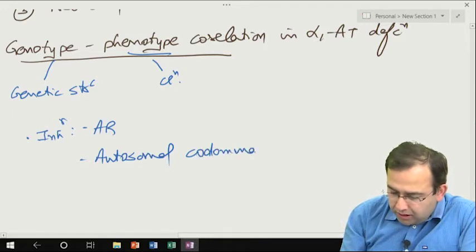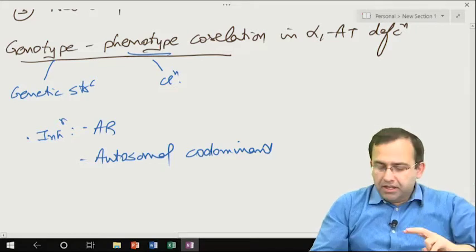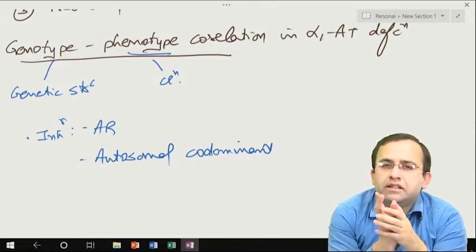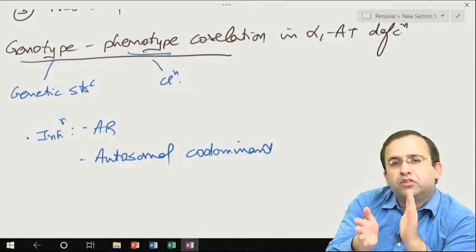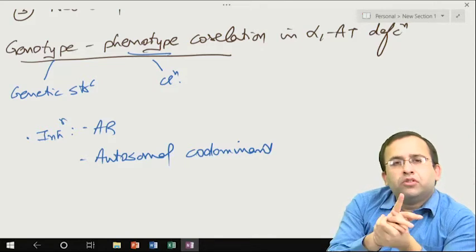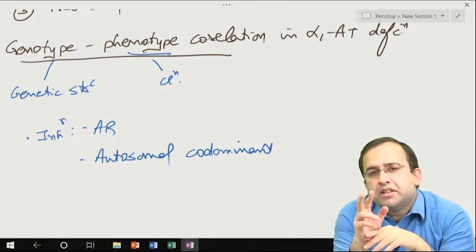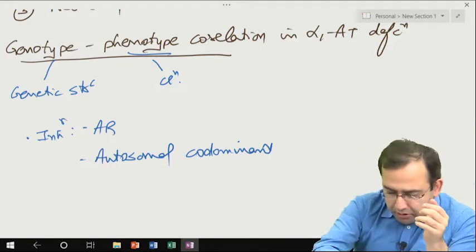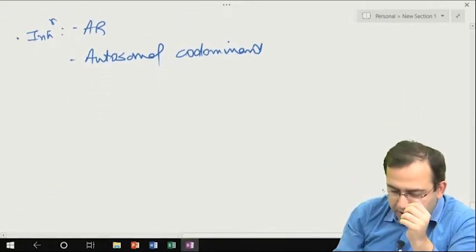Autosomal codominant means that each gene locus has two alleles, and both the alleles are doing their own function. There is no relation between the two. Which other thing in the body is autosomal codominant? ABO blood grouping. Remember, if a patient is AB blood group, it is neither A nor B, it is AB. So, autosomal codominant.